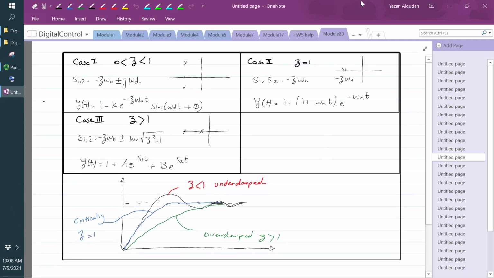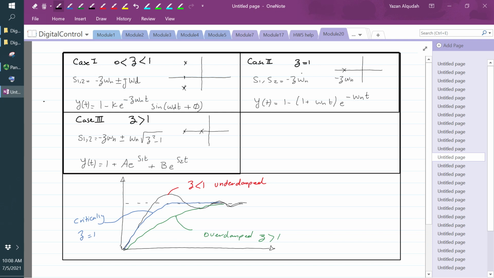Okay, so if you also recall, when we studied this second order system, we looked at what happens when zeta is between 0 and 1. We call this system underdamped, and the response of the system is going to look like we have it marked here in red. It's going to have an overshoot, and then it's going to settle down. And in this case, the poles of the system are going to have a real part and an imaginary part.